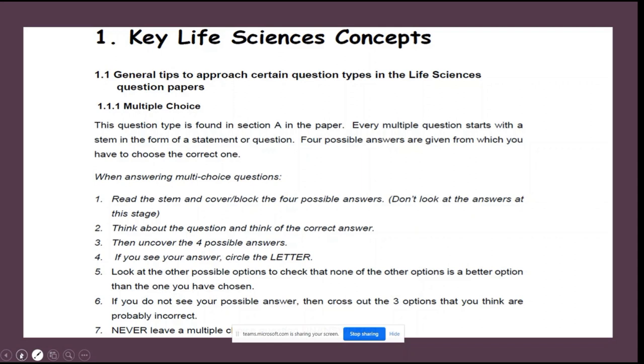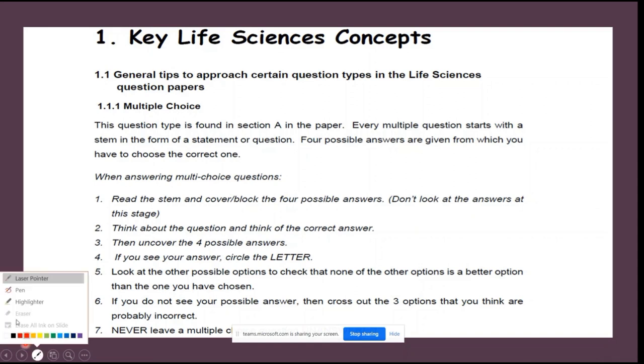Please, learners, never ever leave a multiple choice question unanswered. If you really do not know the answer, you have a 25% chance of getting it right, much better than the lottery. So I suggest if you come back and there's one that is left open, please take a risk and answer it. Right. And also very important, do not write down two answers at any stage.